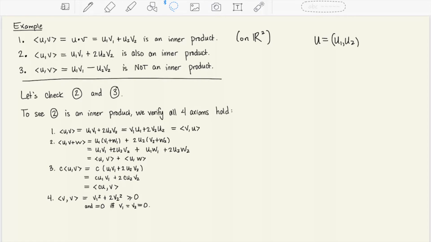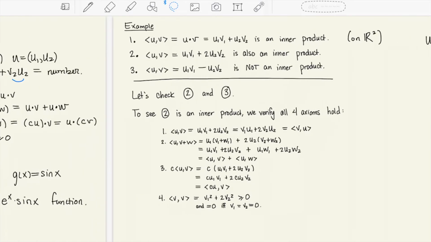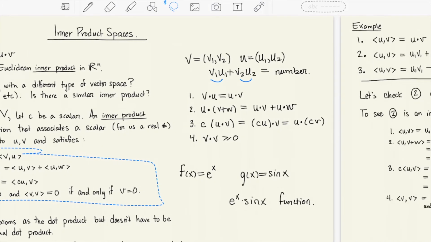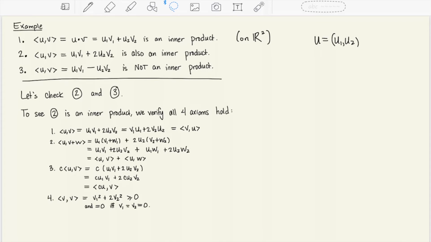So what we have done here is we've checked 4 rules, the 4 axioms that, from the previous page of our notes, made up the definition of an inner product. All 4 of those rules hold, so that means that this new thing that we defined is an inner product on R2. So as it turns out, there's not just one way to do an inner product on R2. The dot product that we so commonly use is just one special inner product.